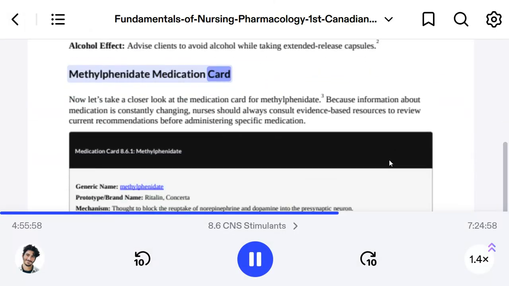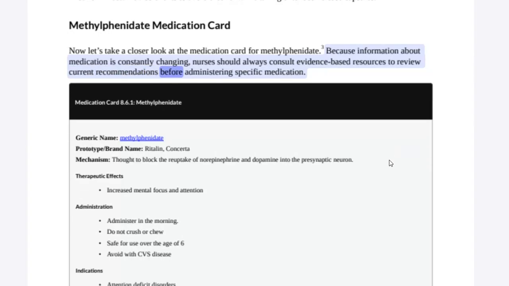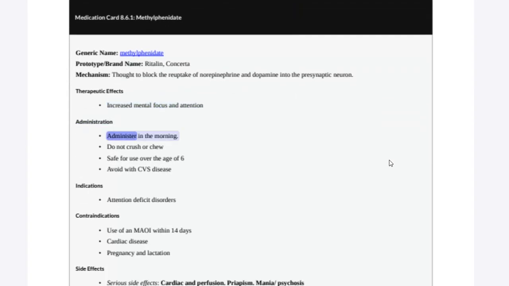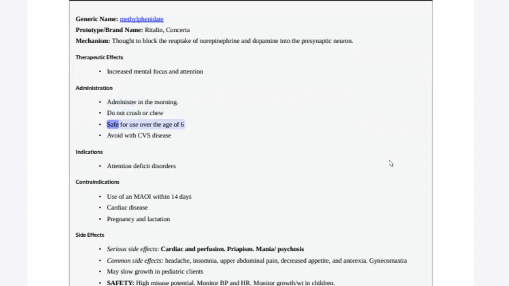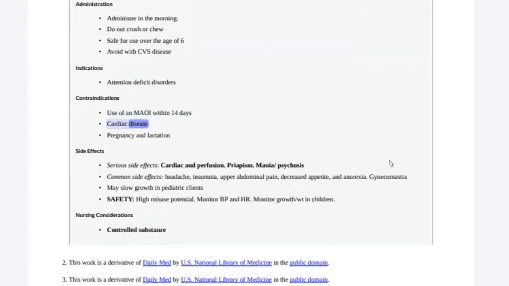Methylphenidate medication card. Now let's take a closer look at the medication card for methylphenidate. Because information about medication is constantly changing, nurses should always consult evidence-based resources to review current recommendations before administering specific medication. Increase mental focus and attention. Administration. Administer in the morning. Do not crush or chew. Safe for use over the age of 6. Avoid with CVS disease. Indications. Attention deficit disorders. Contraindications: use of an MAOI within 14 days, cardiac disease, pregnancy, and lactation.